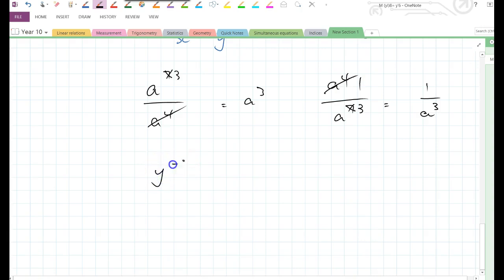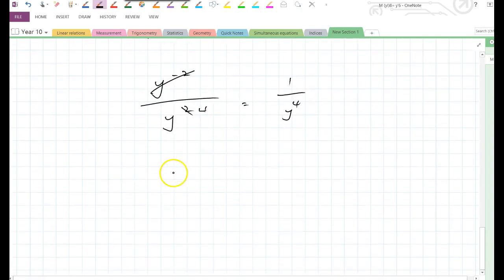Let's just have a look at another one. Y to the minus 2 over y squared. This one is larger by 4. 2 is larger by 4 than minus 2. So minus 2 goes, and 2 becomes 4. So that's just perhaps another way of looking at it.